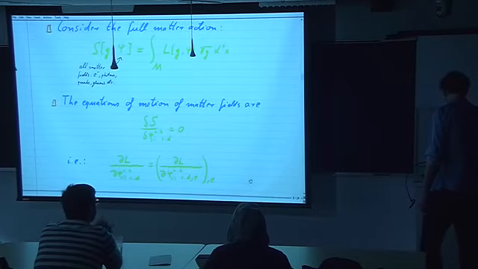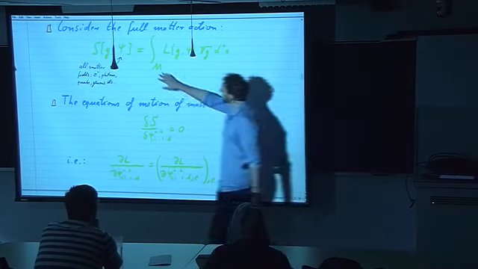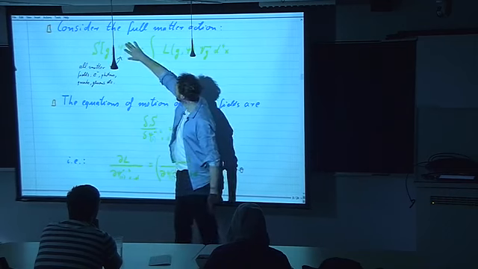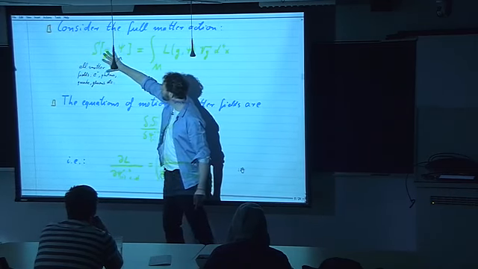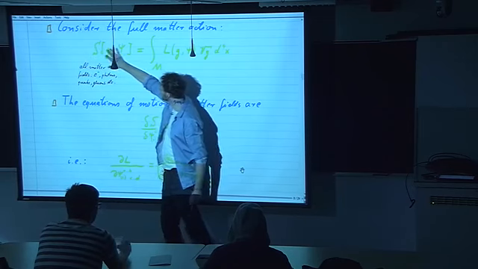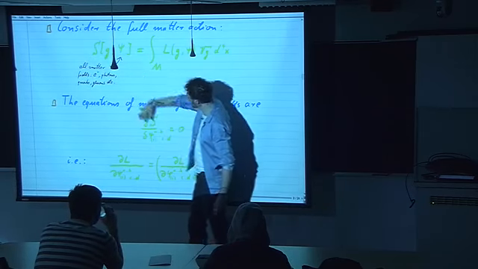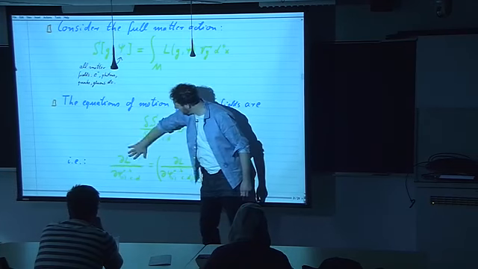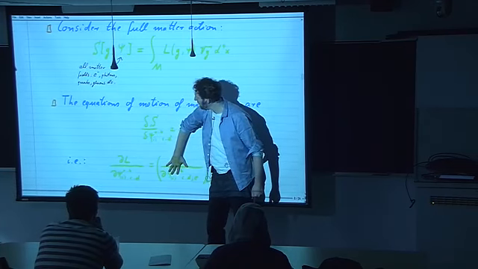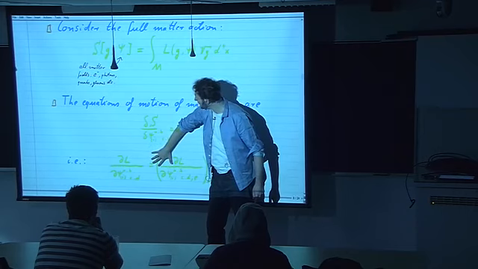And you notice that the action depends on all the matter fields and on the metric. If we vary the action with respect to the matter fields and set that equal to 0, we obtain the Klein-Gordon equation and the Maxwell equations and so on. So we get the dynamics of matter.